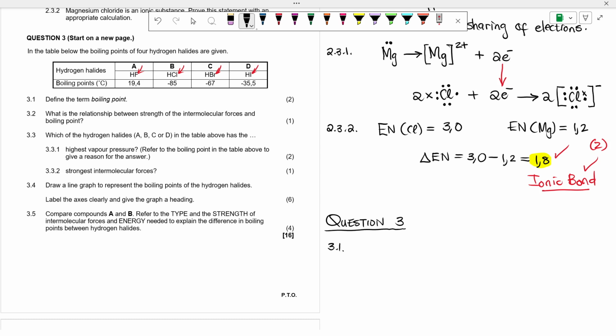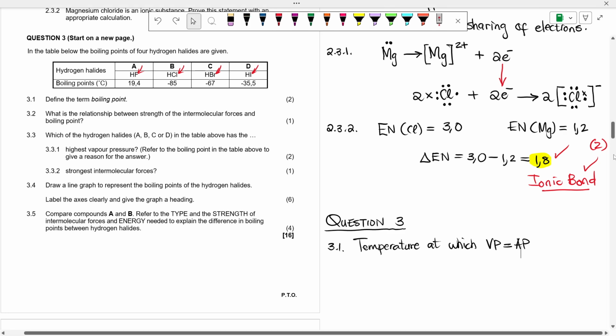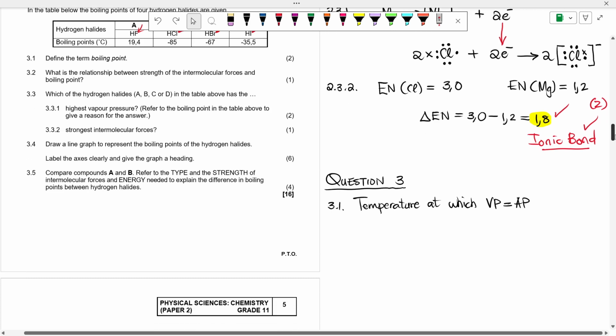Okay, I'll take it. No one remembers, but boiling point is defined as the temperature at which vapor pressure, I'll just say VP, is equal to atmospheric pressure. Does it ring a bell? Yeah. So you need to remember those as well for your exams, especially if you are writing on Monday. You see, now it looks like you never did physical science, but you need to remind yourself of all these things.